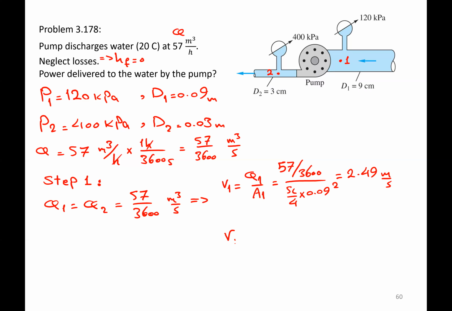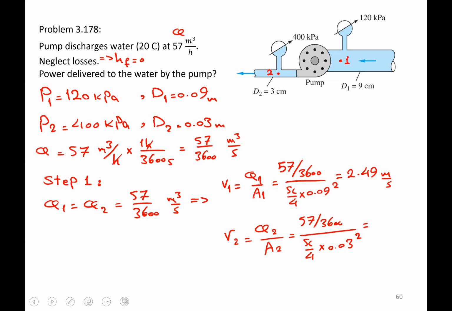And then I can calculate velocity after the pump by dividing Q2, which is equal to Q1, by area 2. Q2 is 57 divided by 3600, and then we need to divide this by area 2. We can calculate area 2 because we have diameter. So this is pi over 4 times 0.03 squared. If you calculate this, you find V2 as 22.4 meter per second. So this is V2.